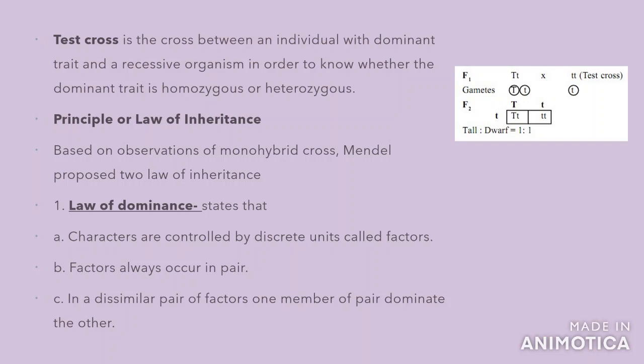Principle or law of inheritance. Based on observation of monohybrid cross, Mendel proposed 2 laws of inheritance. Law of dominance states that characters are controlled by discrete units called factors. Factors always occur in pairs. In a similar pair of factors, one member of pair dominates the other.